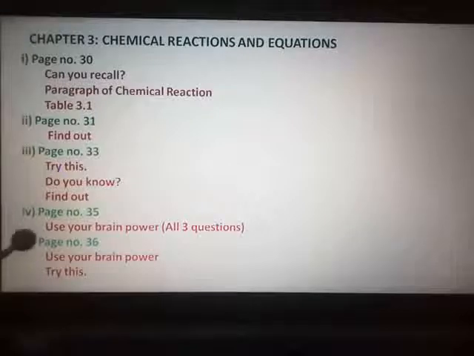Only on page number 36, use your brain power, 3 questions, and try this activity. Equation you have to study. The definition of combination reaction in the dark black colored font you have to study.